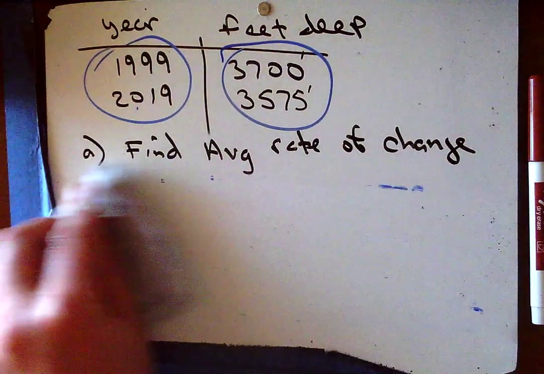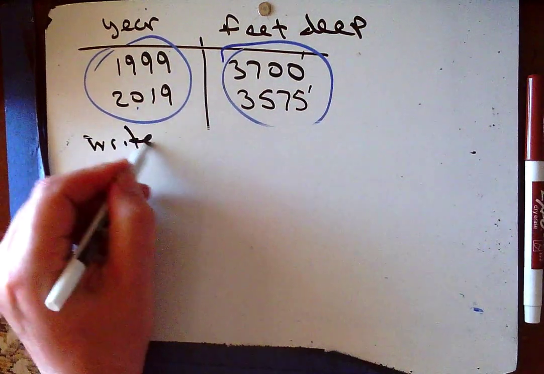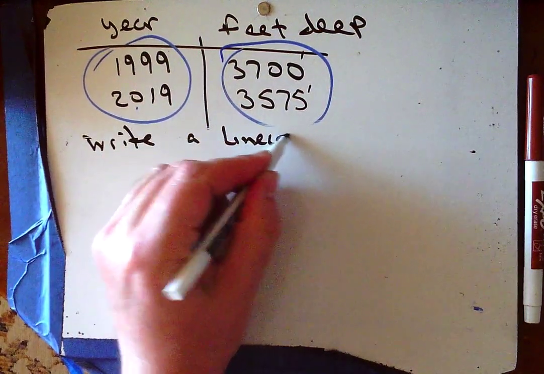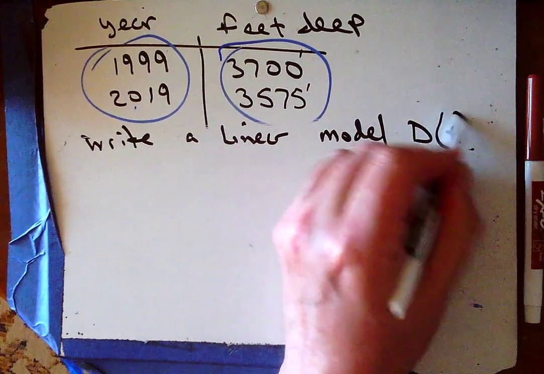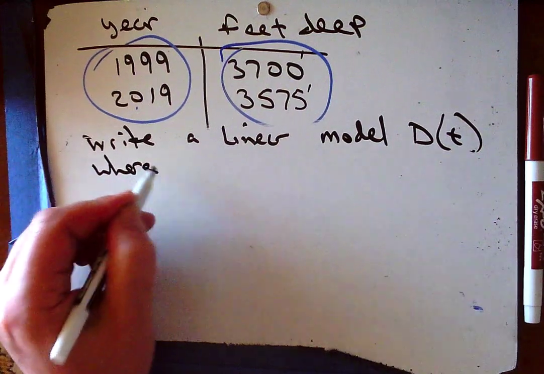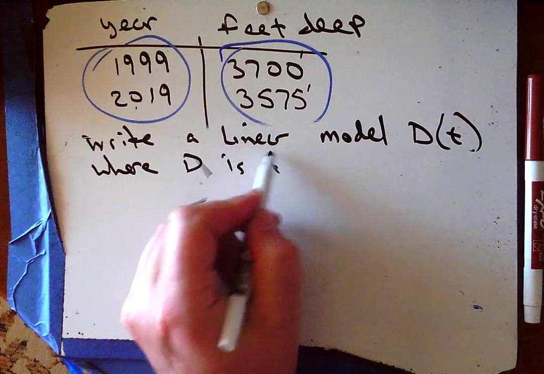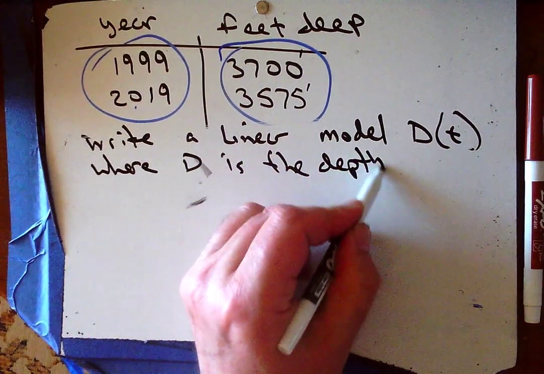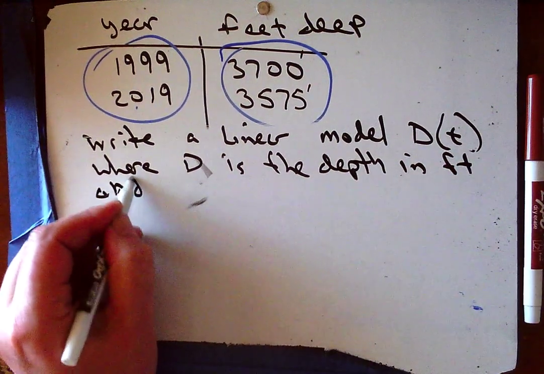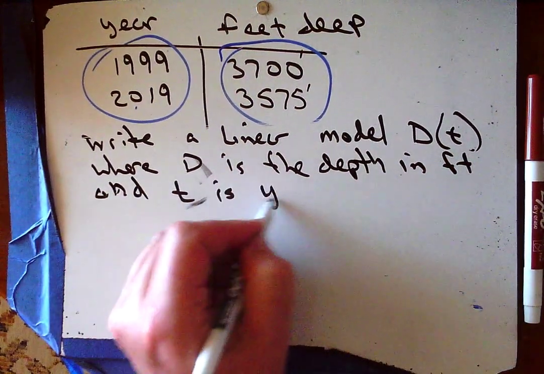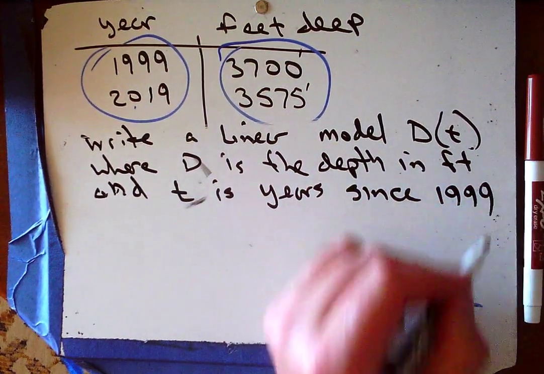Write a linear model d of t, where d is the depth in feet and t is years since 1999.